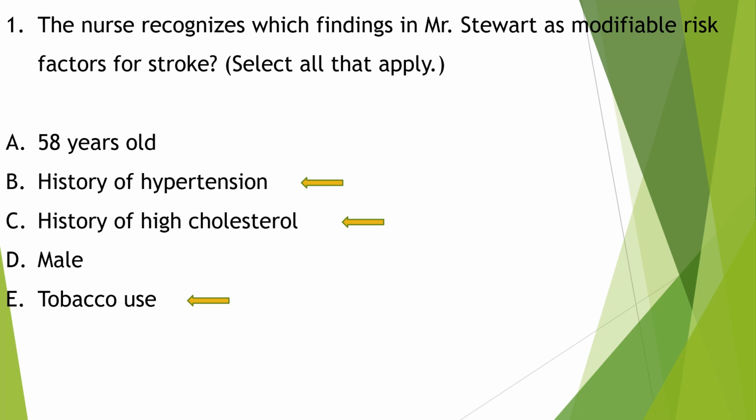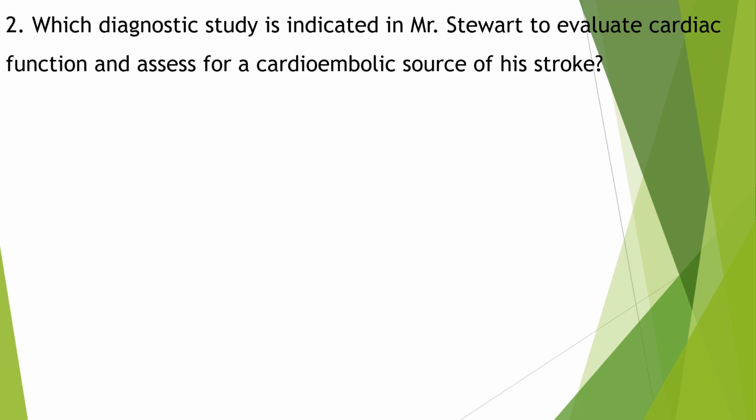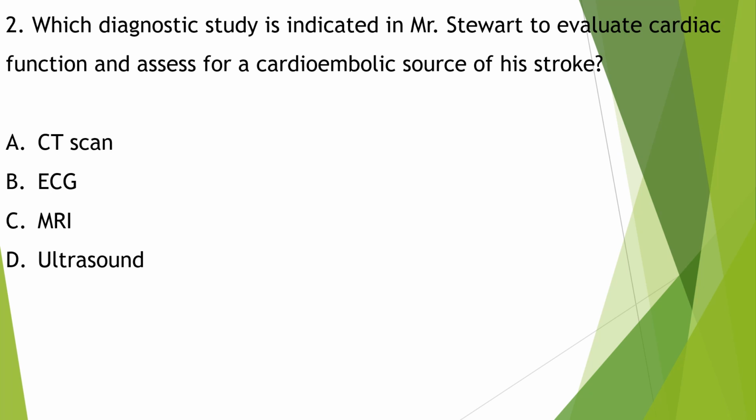Others are non-modifiable. Which diagnostic study is indicated in Mr. Stewart to evaluate cardiac function and assess for a cardioembolic source of a stroke? CT scan, ECG, MRI, ultrasound. An echocardiogram may be ordered to evaluate the current cardiac function and determine whether a cardioembolic source is likely. So ECG to be done.